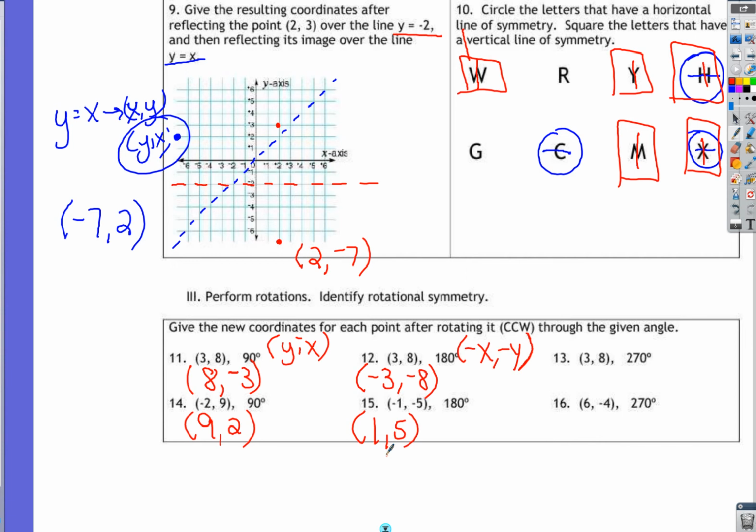What is my rule for a 270 rotation? Y, change the sign of x. It's not y, x, I'm missing something in there. Change the sign of x. Negative 1. And you can look at your rule sheet.